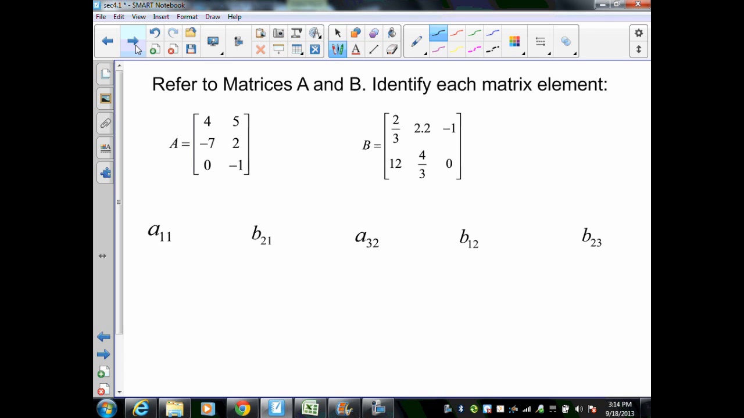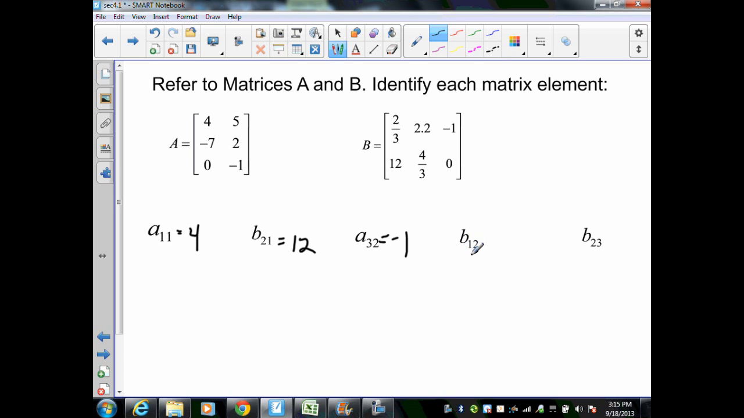In this example, they want me to identify the numeral or element that is in the identified matrix. Here I have matrix A, and I want the element in row 1, column 1. And that would be 4. Here I want matrix B. I want the element in row 2, column 1. That element is 12. Back to matrix A. I want row 3, column 2. That element is a negative 1.